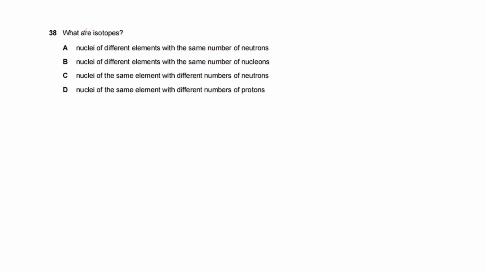Question number 38. What are isotopes? Isotopes are the elements which have a different number of neutrons. So the nuclei of the same element with different numbers of neutrons. So option C.